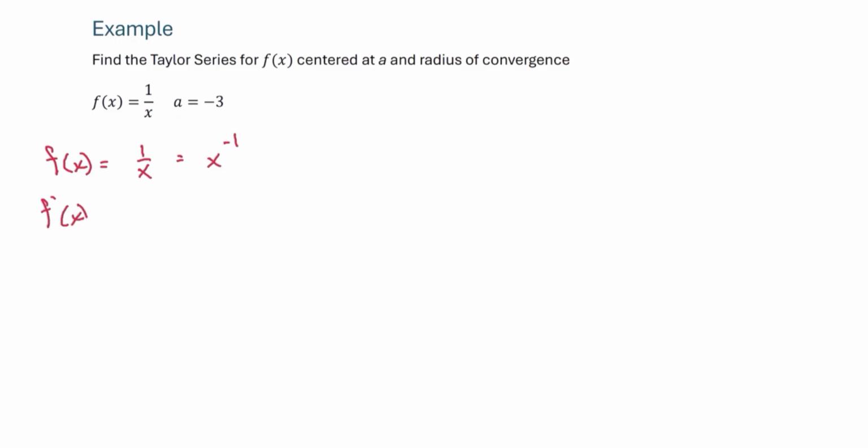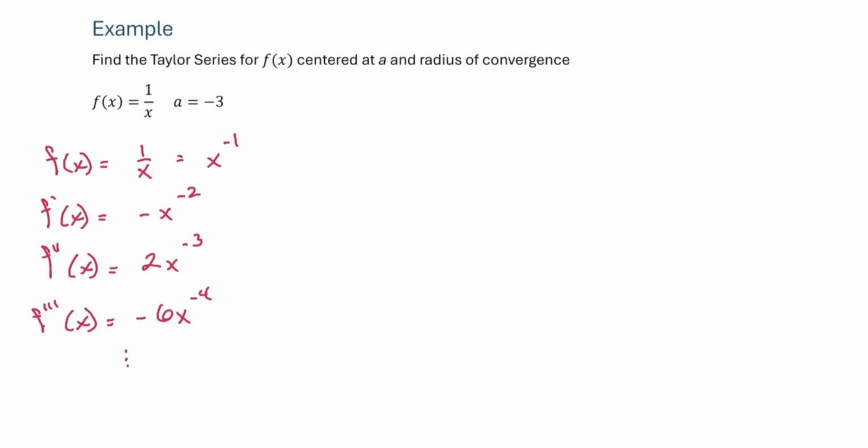The first derivative would then be negative x to the negative 2. Second derivative would be 2x to the negative 3. Third derivative is negative 6x to the negative 4. And you could keep going if you need more. I think we'll be able to see a pattern from here.